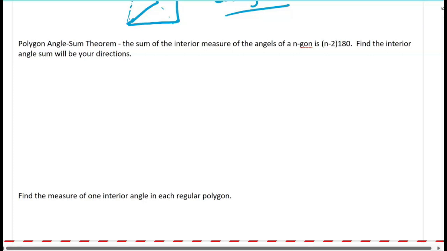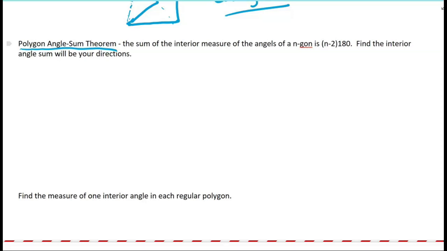All right, and then we have something called the Polygon Angle Sum Theorem. Big fancy name. The Polygon Angle Sum Theorem is the sum of the interior measure of the angles of a polygon, used by this theorem. All right, so an easier way we might write it is sum equals n minus 2 times 180, and n is the number of sides of your polygon.